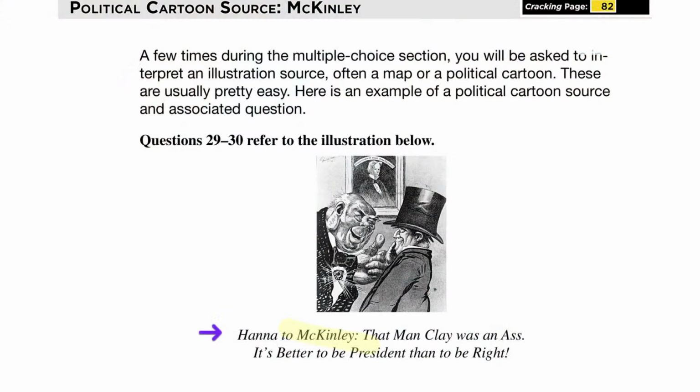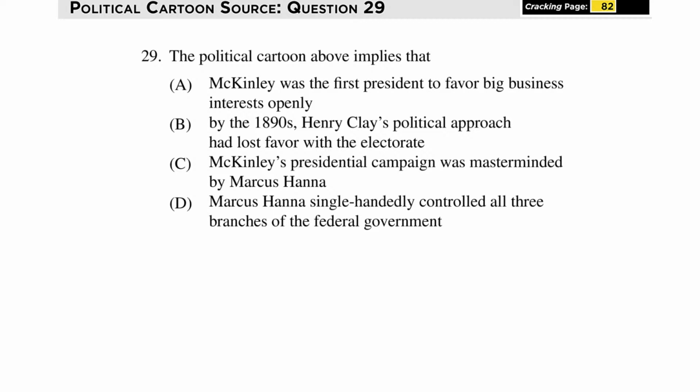Okay. All right, so we've taken a look at our cartoon. We kind of get the sense that it's about McKinley. Let's see if we can do some process of elimination on the question. So the question says, the political cartoon above implies that. Okay, let's look at A. McKinley was the first president to favor big business interests openly. Well, this is kind of a trap if you're basing everything on outside knowledge, because McKinley was a Republican president and he did favor big business, but that's not exactly what we see in the cartoon. Unless you think that maybe Hannah is a business guy.